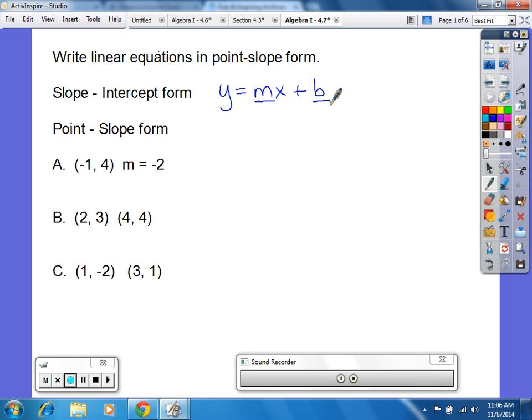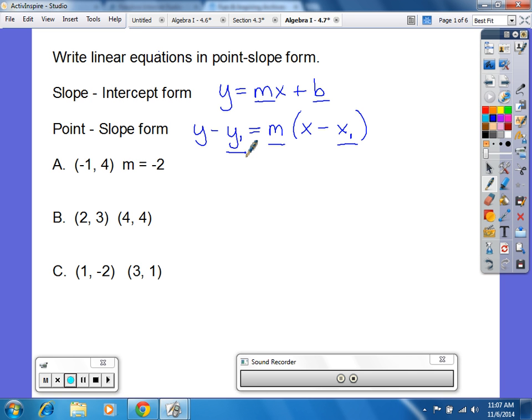In point slope form, you're going to want to write this down. Our equation is y minus y1 equals m times x minus x1. I would like you to underline the m. That should be a number. That's where the slope goes. And I would also like you to underline x1 and y1. That should be a number. That's where the x-coordinate and the y-coordinate of your point go.